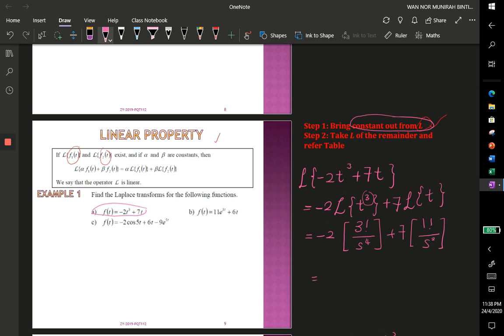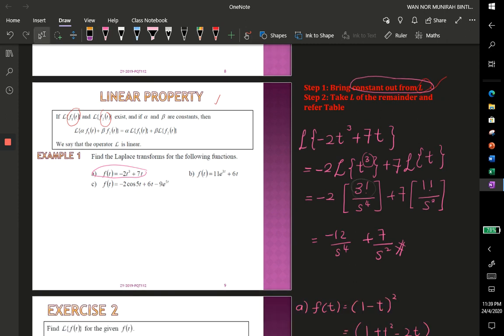So the solution of this one is 3 factorial. 3 factorial equals 3 times 2 times 1, so we have 6. 6 multiplied by negative 2, so you have negative 12 over s to the 4 plus 7 over s squared. So you have already transformed, or converted, from the time domain to the complex frequency domain s.